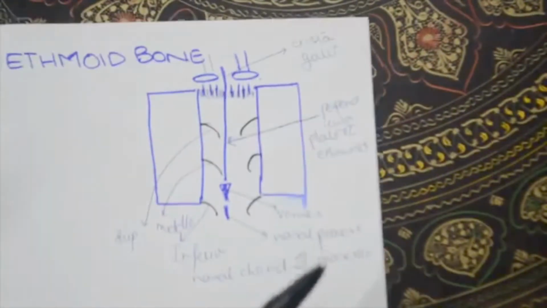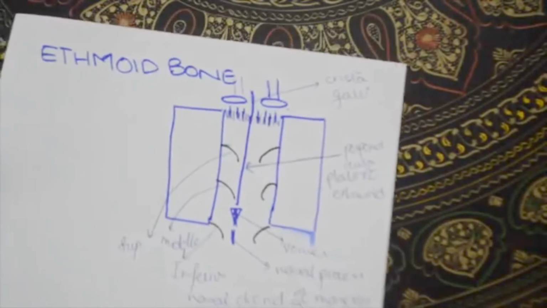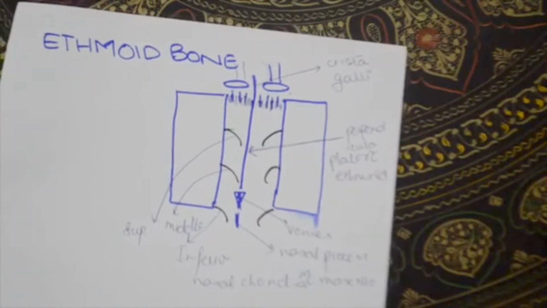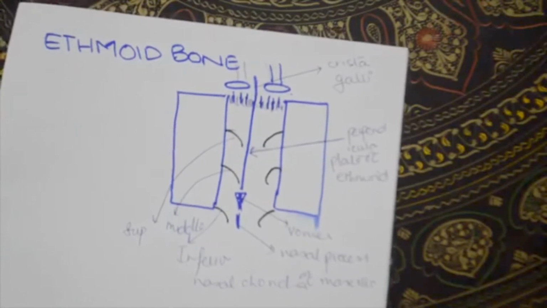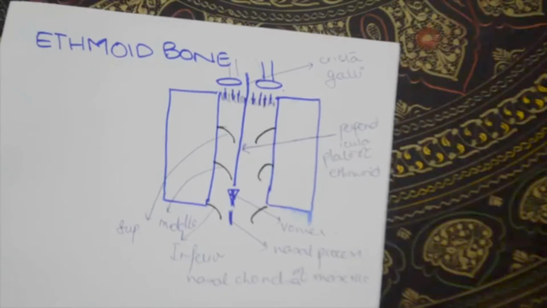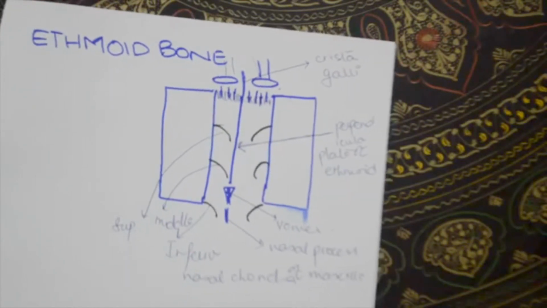This cribriform plate makes the floor of the anterior cranial fossa and roof of the nasal cavity. Olfactory receptors are present in the roof of the nasal cavity, and olfactory receptors make up the membrane at the inferior surface of the cribriform plate.